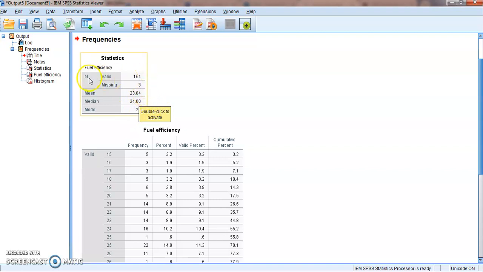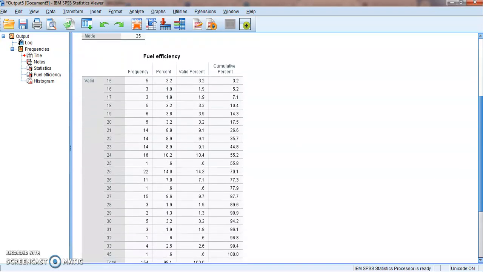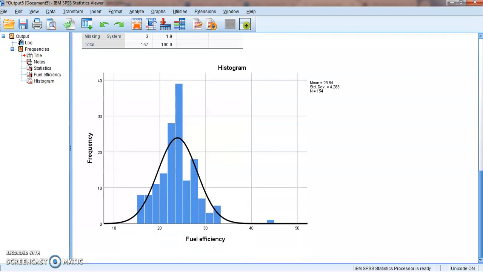Just to refresh too, N is the number of cases we have in this data set. There's a total of 157 cars. 3 of them are missing the data points for fuel efficiency. That's what we're seeing here. So 154 cars were analyzed because 3 don't have data for fuel efficiency. A frequency table just below that, you can see it laid there. And then if we scroll all the way down to our histogram, we have the data set laid out visually.